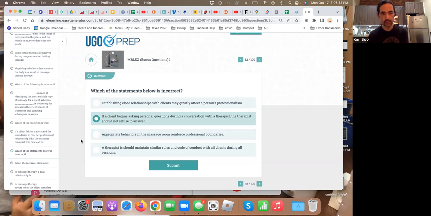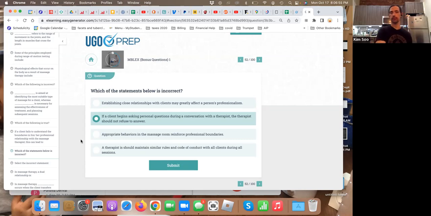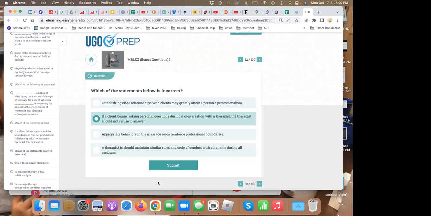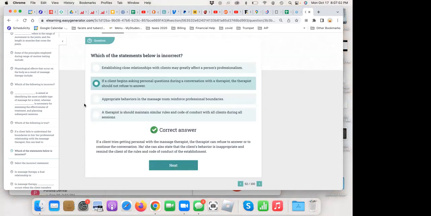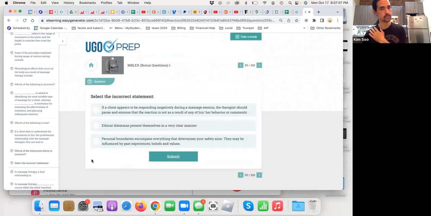Okay, appropriate behaviors in the massage room reinforce professional boundaries. Correct or incorrect? Correct. A therapist should maintain similar rules and codes of conduct with all clients during all sessions. Correct or incorrect? Correct. So we got it right. The statement that the therapist should not refuse to answer is incorrect.